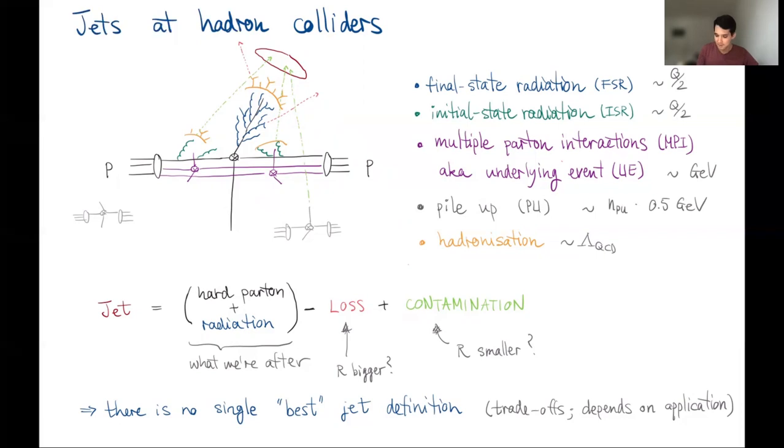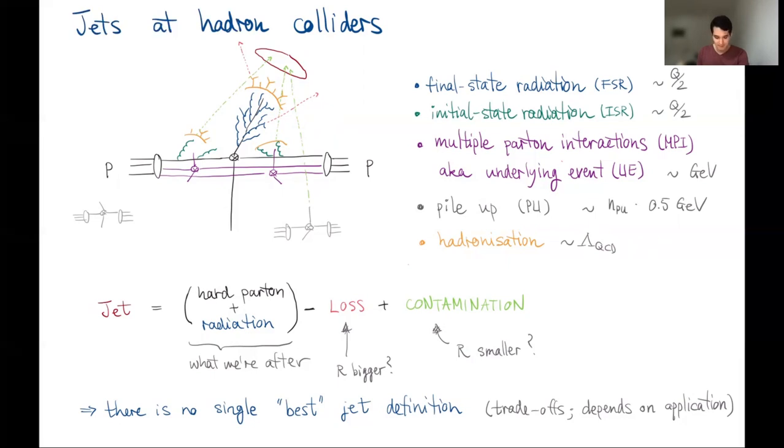And all these contributions also contribute at different energies. So both final state and initial state radiation typically give radiation somewhere around the hard scale of the process, whereas MPI, pileup, etc. are more in the GeV region. Hadronization, of course, lives somewhere around the lambda QCD. So changing R, with these kinds of energy dependencies, will have a very non-trivial dependence on how the jet is reconstructed.